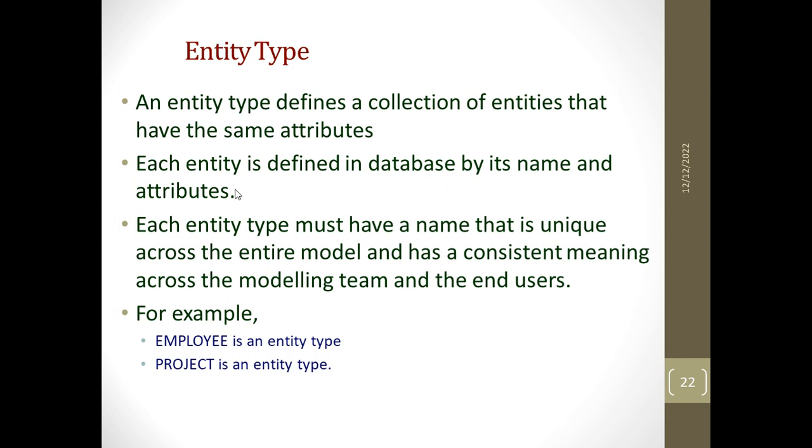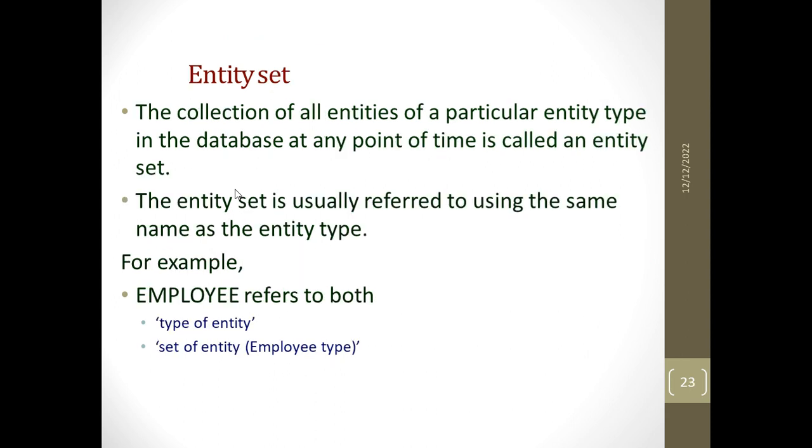Now, what are entity types? Entity types are nothing but a collection of entities that have the same attributes. An entity type has a name that is unique across the entire model, and it has a consistent meaning across the modeling team. Entity set: the collection of all entities of a particular entity type is called an entity set.